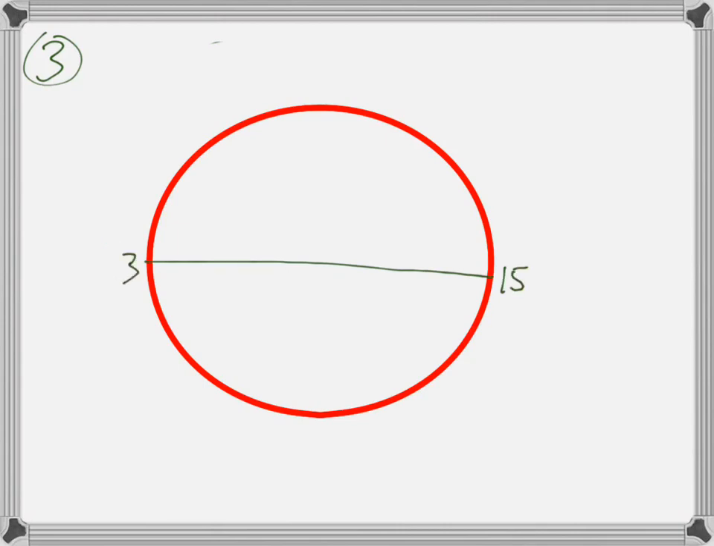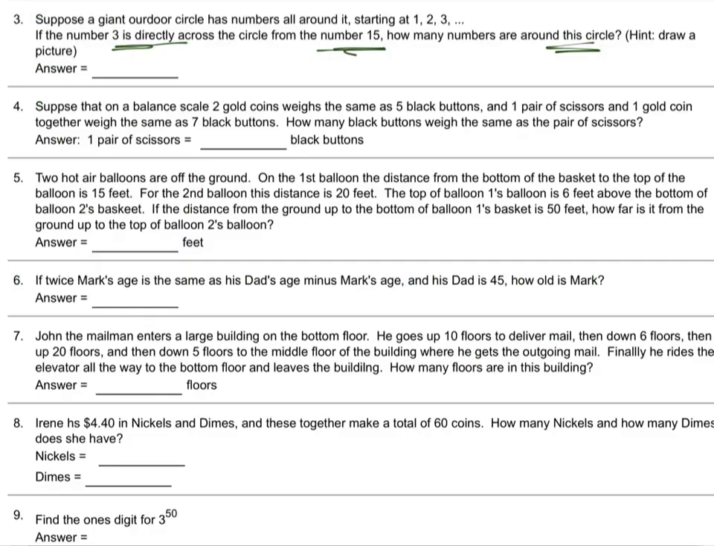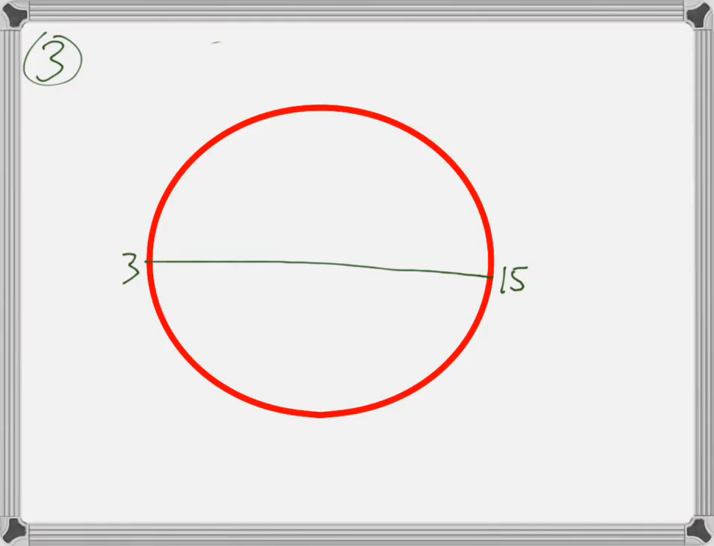Isn't that what they're saying? 3 is directly across from 15. You got that, right? So directly across, those words mean something, don't they? So if I fill in between, we can do that, 4, 5, 6, 7, 8, 9, 10, 11, 12, 13, 14. I don't know if I did that totally evenly, but whatever. So I just filled in the other side.